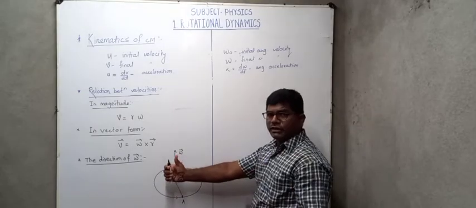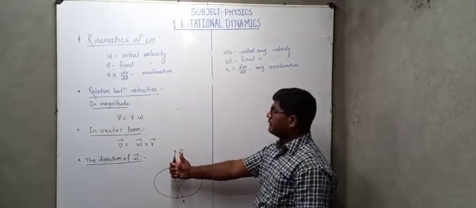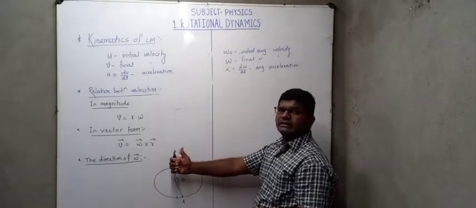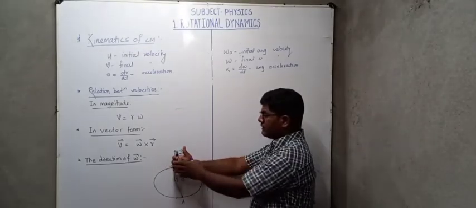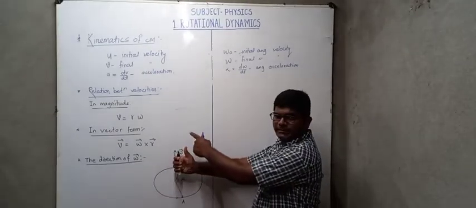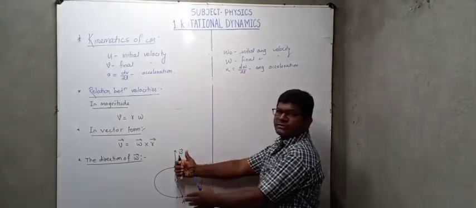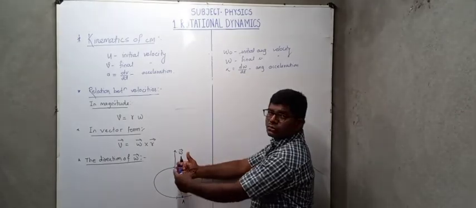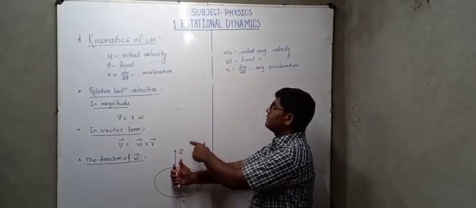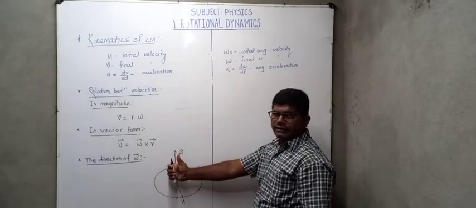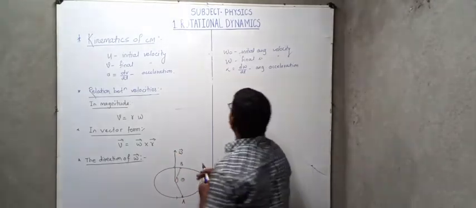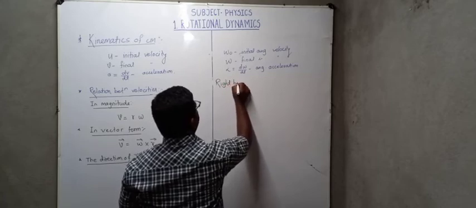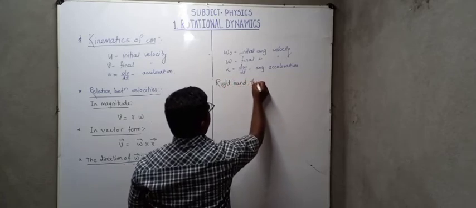The statement of the right hand thumb rule is that imagine the axis of rotation to be held in your right hand with fingers curled around it and thumb outstretched. If the curled fingers give the direction of the particle performing circular motion, then the outstretched thumb gives the direction of angular velocity vector.